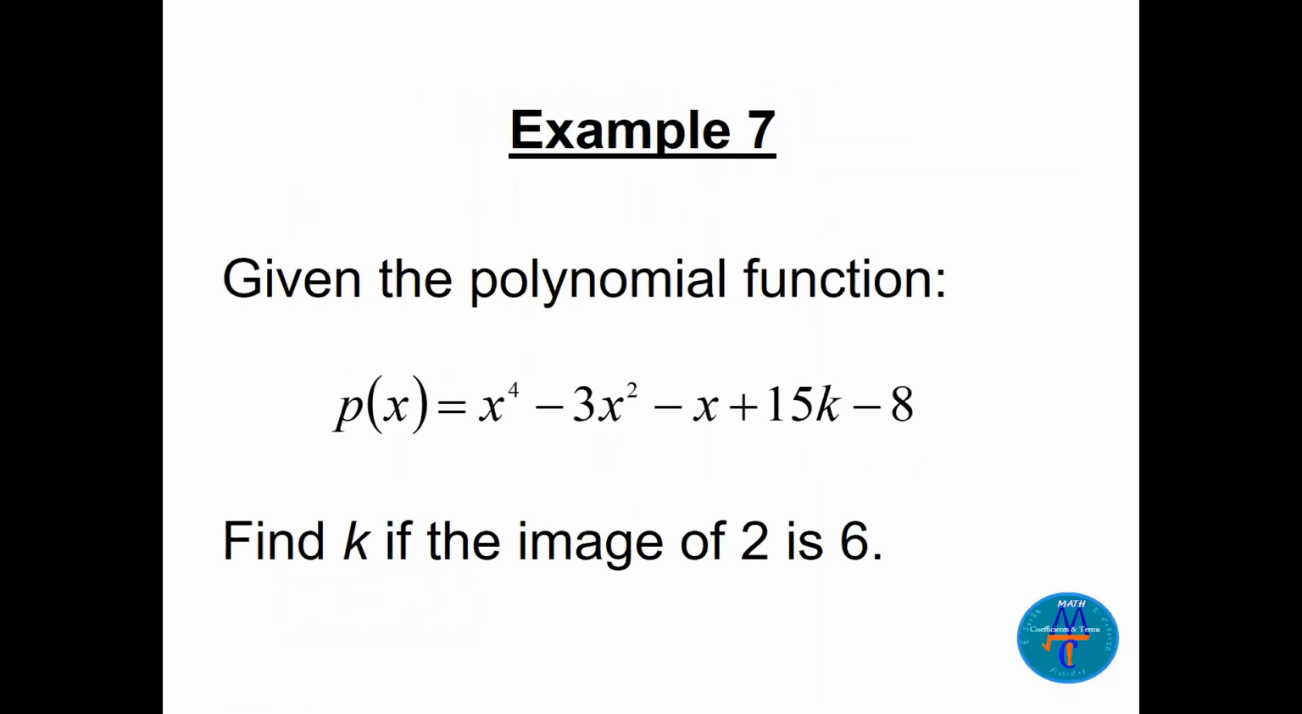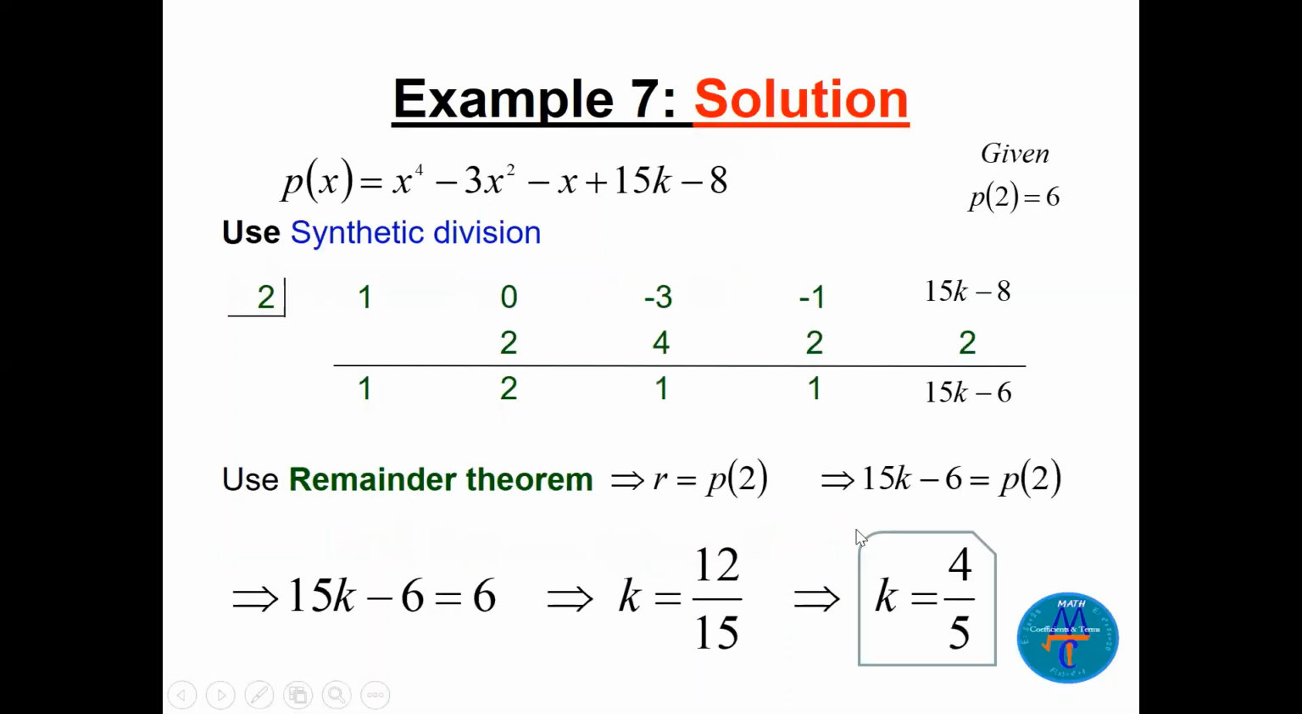Let's look at another nice question. Given the polynomial function P of x, and there is a k there, you see? There is a k, 15k minus 8 inside the function here. Find the value of k if the image of 2 is 6. Remember, the image of 2 means P of 2. Image of 2 means P of 2 equals 6. So we know R equals P of 2.